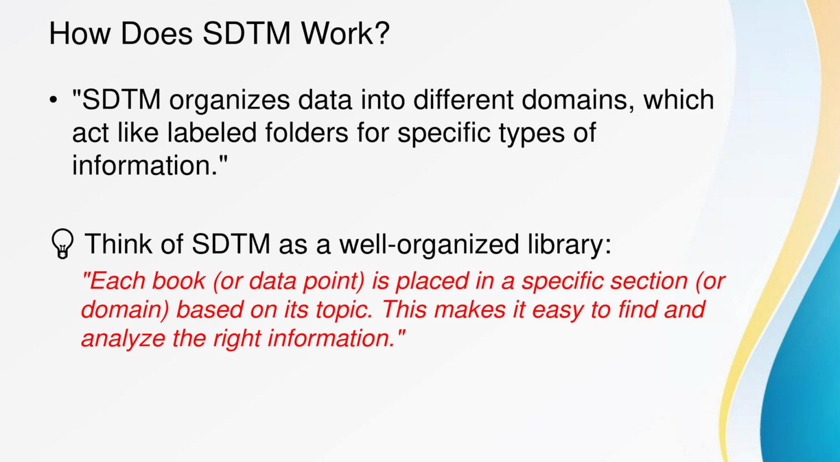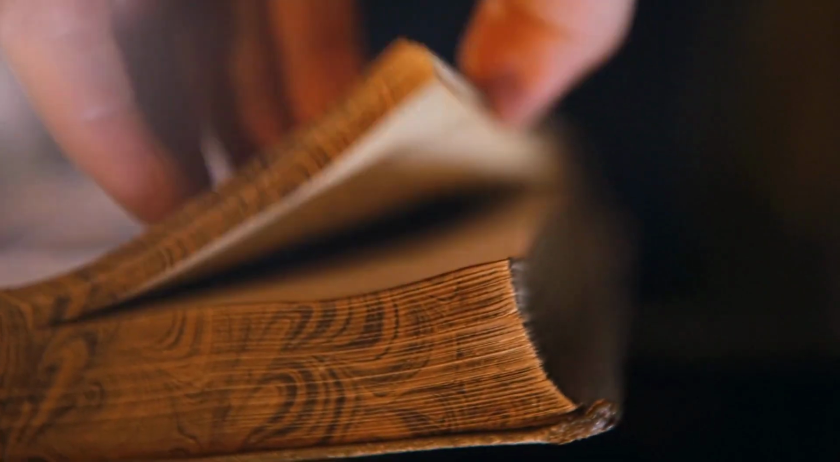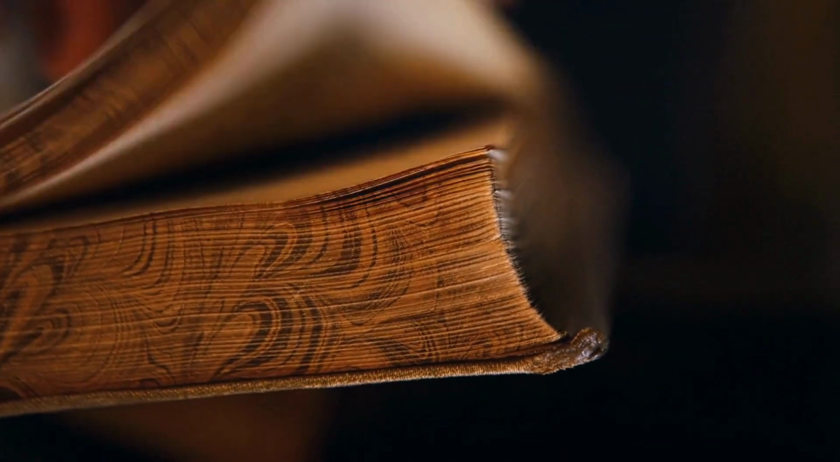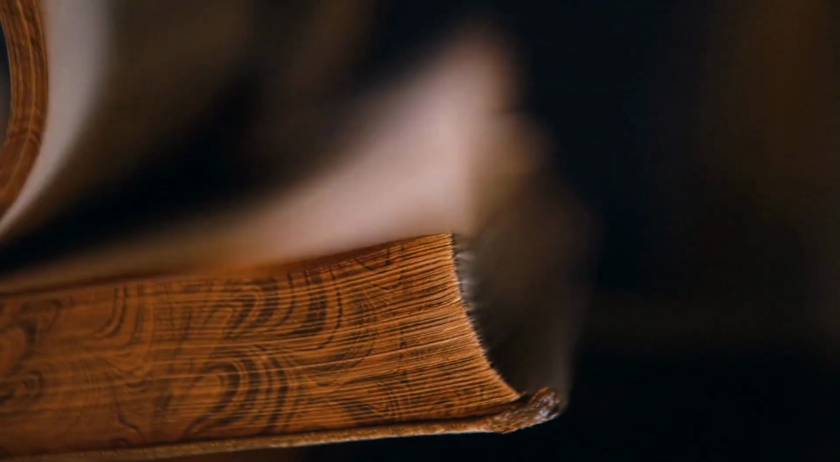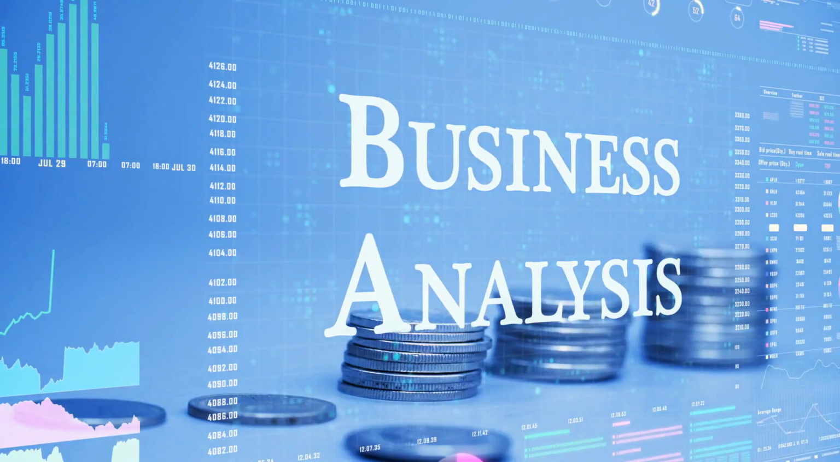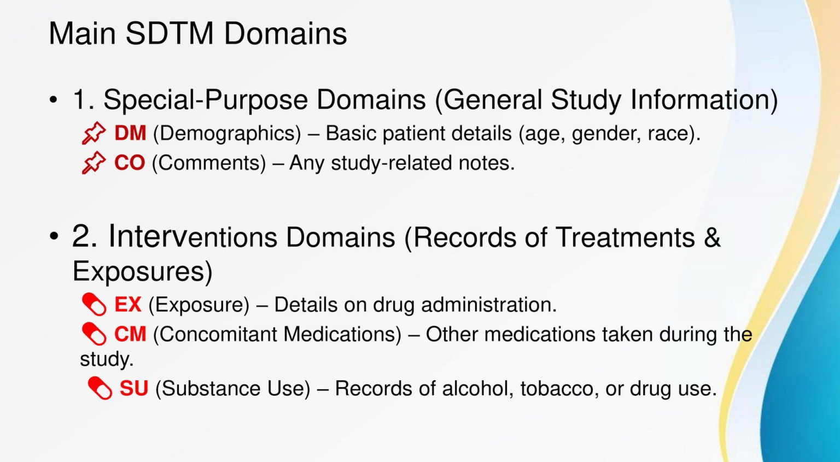SDTM works by organizing data into different domains, which act like labeled folders for specific types of information. Think of SDTM as a well-organized library. Each book or data point is placed in a specific section or domain based on its topic, making it easy to find and analyze the right information. Let's explore some of the main SDTM domains.